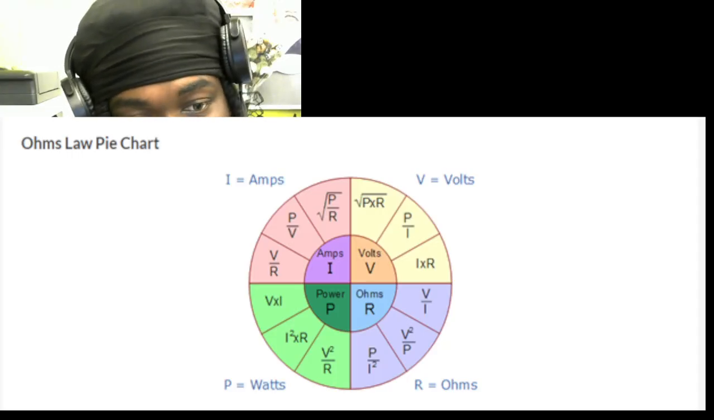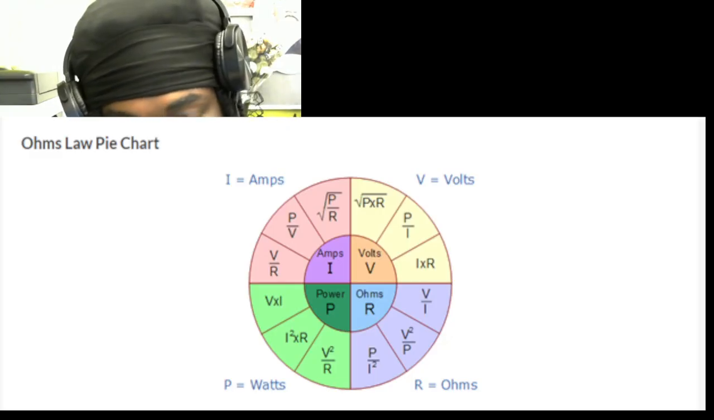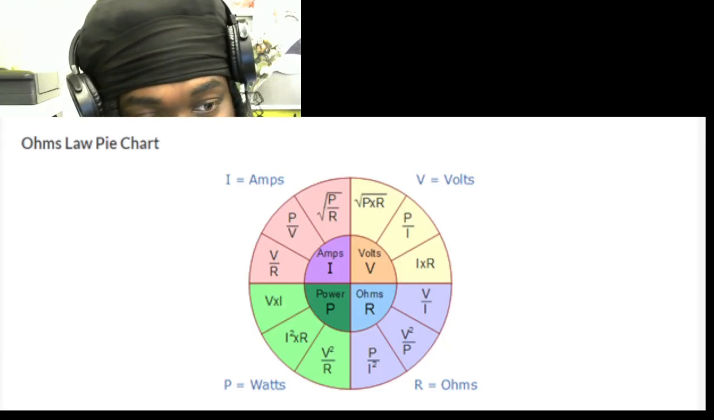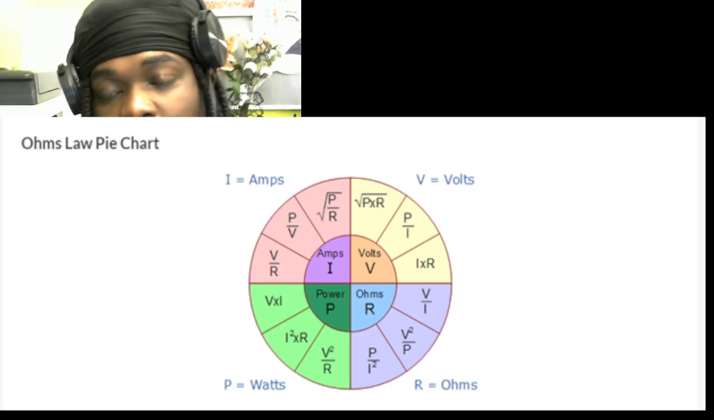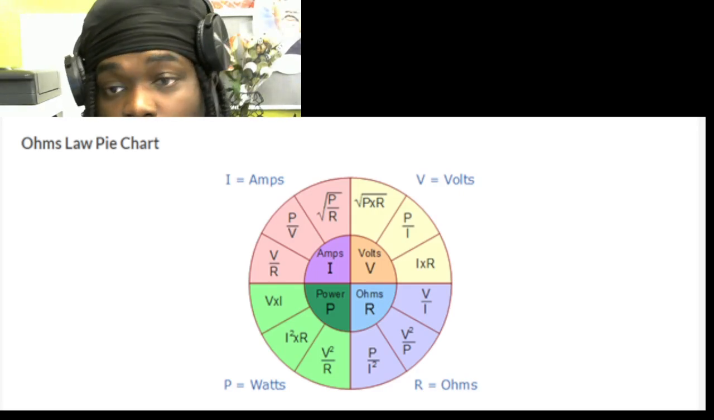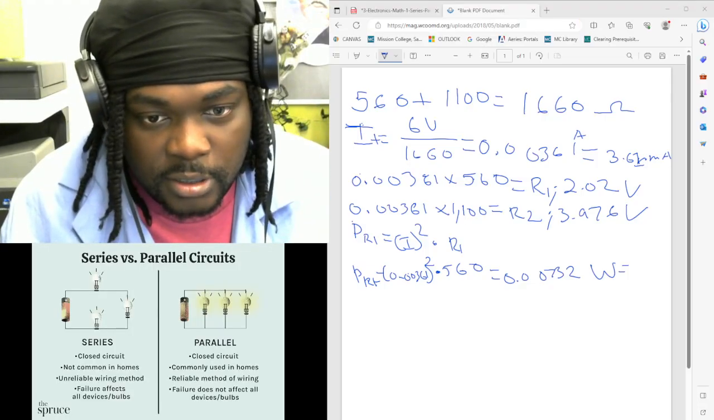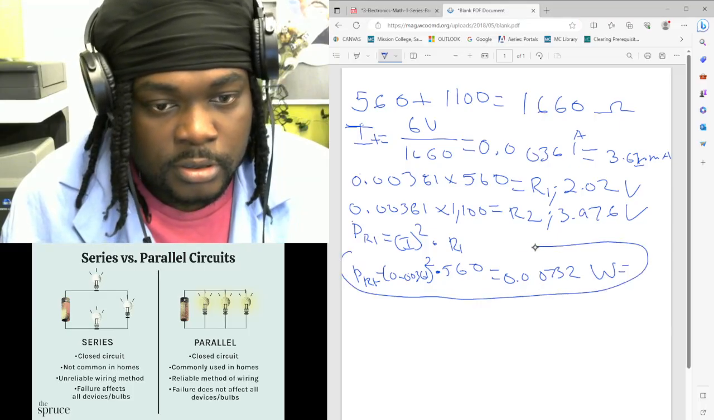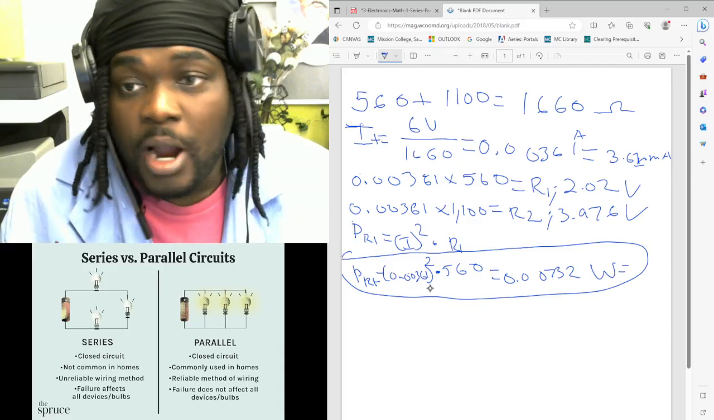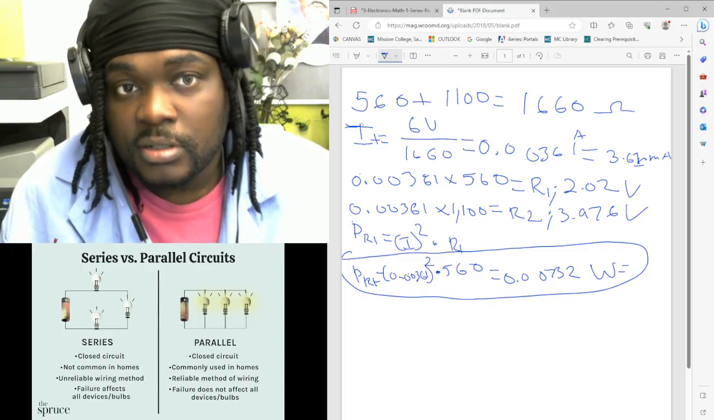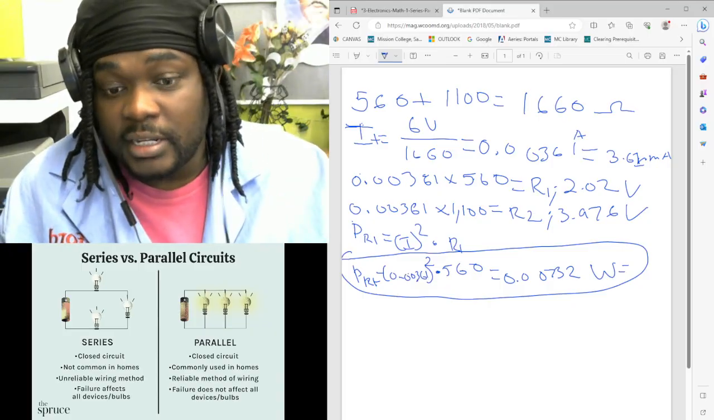This is a really important idea and math thing that sometimes gets a little bit daunting: understanding when and where you use what formula. As you can see, I wrote it down here. Our power for R1 is our I squared times R. That's essentially where we're getting it.